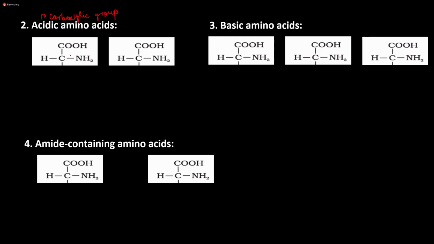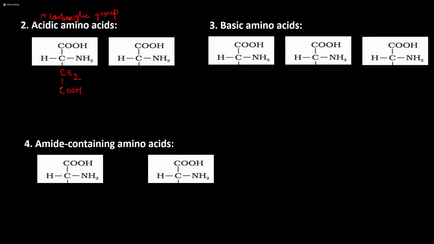Now you can say that all amino acids have a carboxylic group, right? But along with the main carboxylic group that is present on the backbone, on the alpha carbon, these acidic amino acids have an additional carboxylic group. So there are two types of acidic amino acids. The first one is called aspartate, and the structure of aspartate is this.